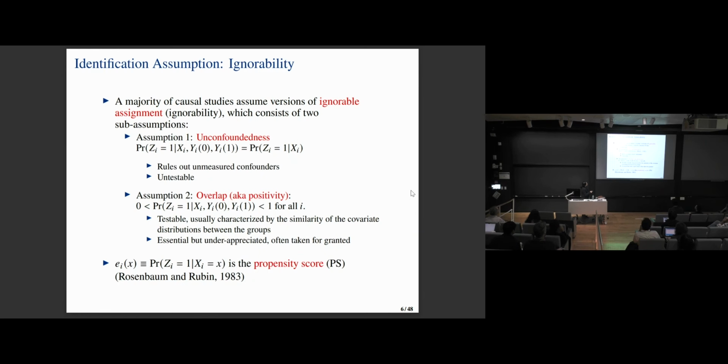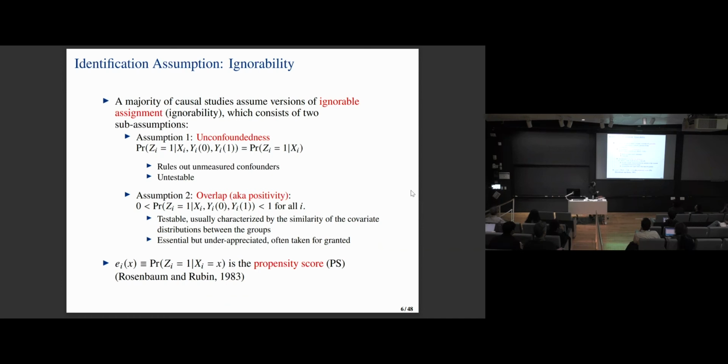The first is the unconfoundedness assumption, also called selection on observables or no unmeasured confounding. There are many names. Essentially this says that treatment assignment depends only on the observed X, so there are no unmeasured confounders. This is an untestable assumption, but a lot of work assumes it.